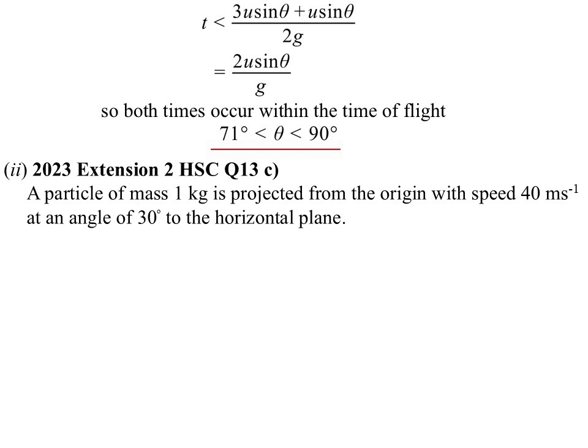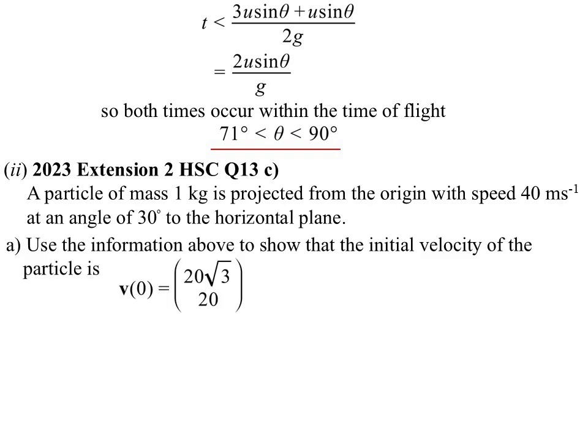With speed 40 metres per second, angle of 30 degrees to the horizontal plane. So we've got our projectile motion, but use that information to show the initial velocity, and they've written it as a vector, so 20 root 3 horizontally, 20 vertically. Well, that one really is no different to what we do in 3.